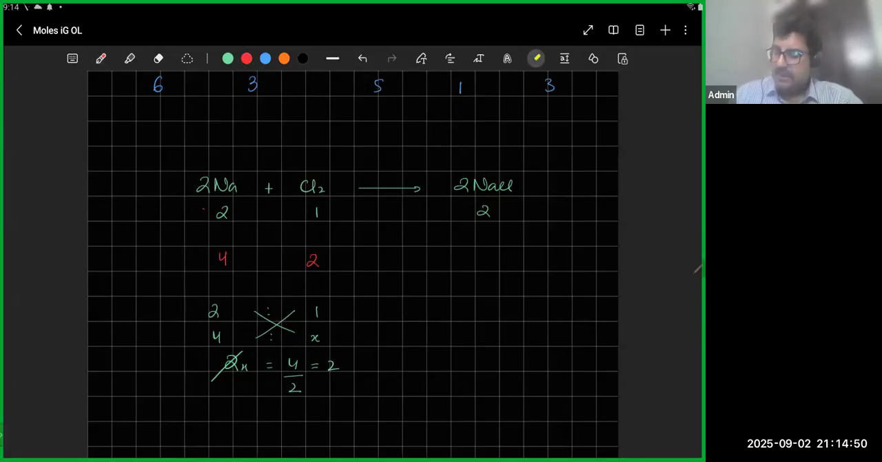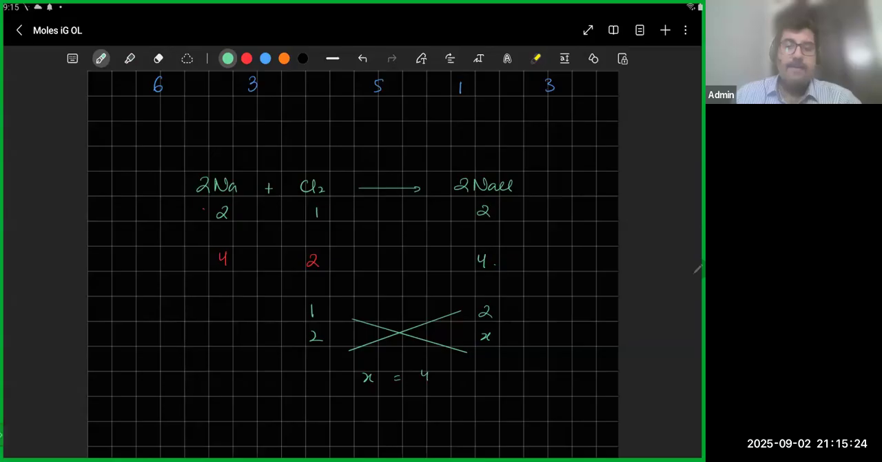Then the next thing to find is what amount of NaCl would be produced, right? So you can use any ratios. Let's rub this off. 1 Cl2 produces how much NaCl? 2 NaCl, right? So if I'm using 2 Cl2s, what amount of NaCl would be produced? Cross multiply, do the math, x is equal to 4. So the amount of NaCl that's going to be produced is 4.